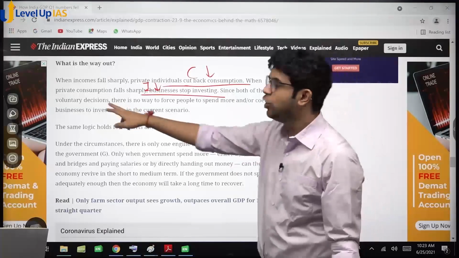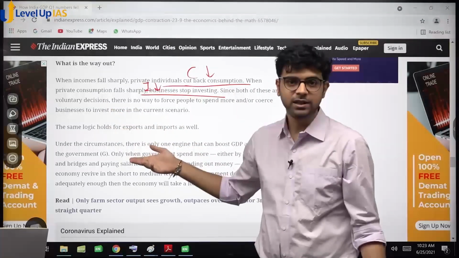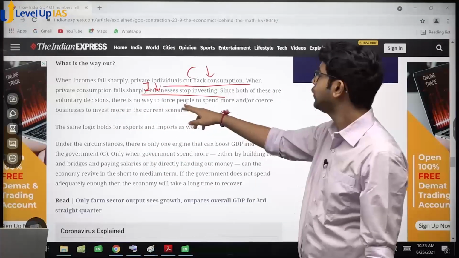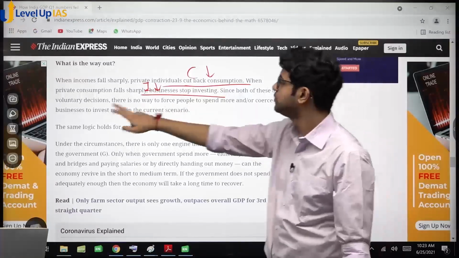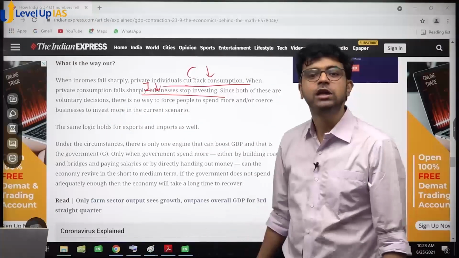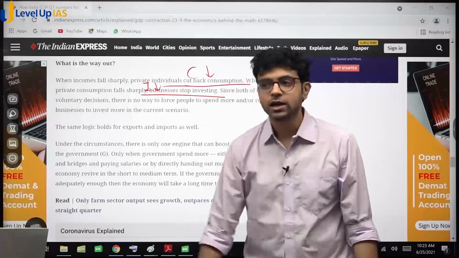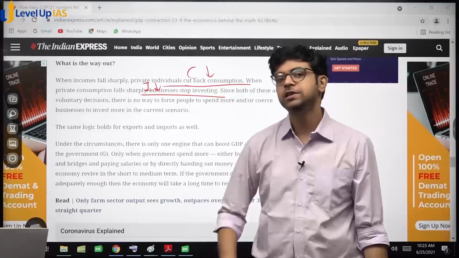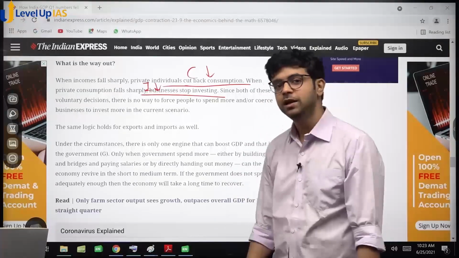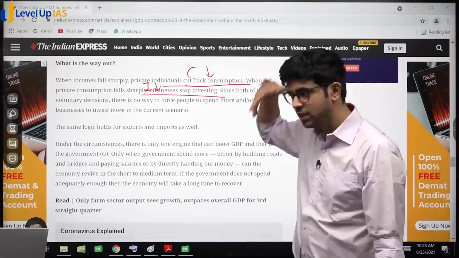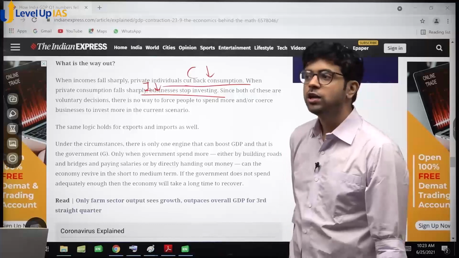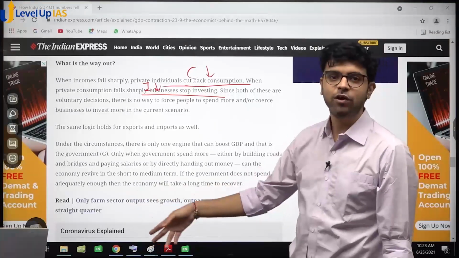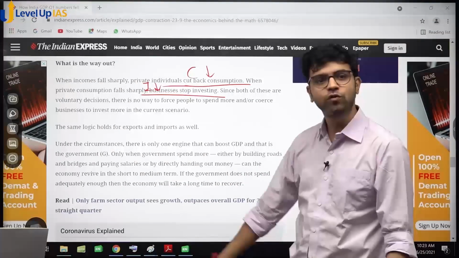Since both of these are voluntary decisions, which means it is my choice and nobody is forcing you, there is no way to force people to spend more and to coerce businesses to invest more in the current scenario. If your ship is sinking, the government cannot coerce them to increase C, increase I. The government does not have the means. C and I both are sinking the ship of GDP now. The government cannot force them, it cannot say don't sink the ship. They are going down voluntarily.